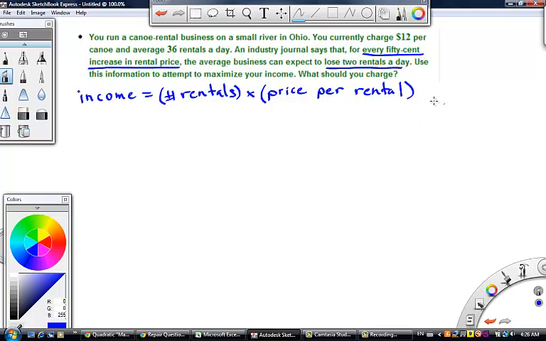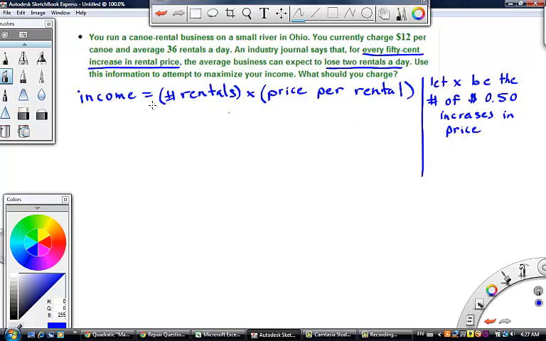Okay, so on the side here, we're going to have to declare a variable. We're going to say let x be the number of 50-cent increases in price.